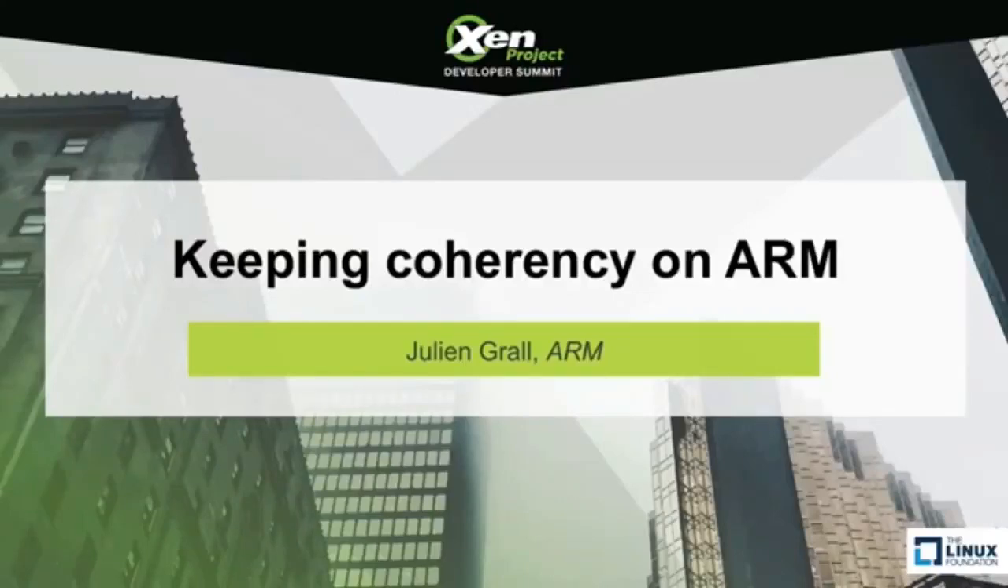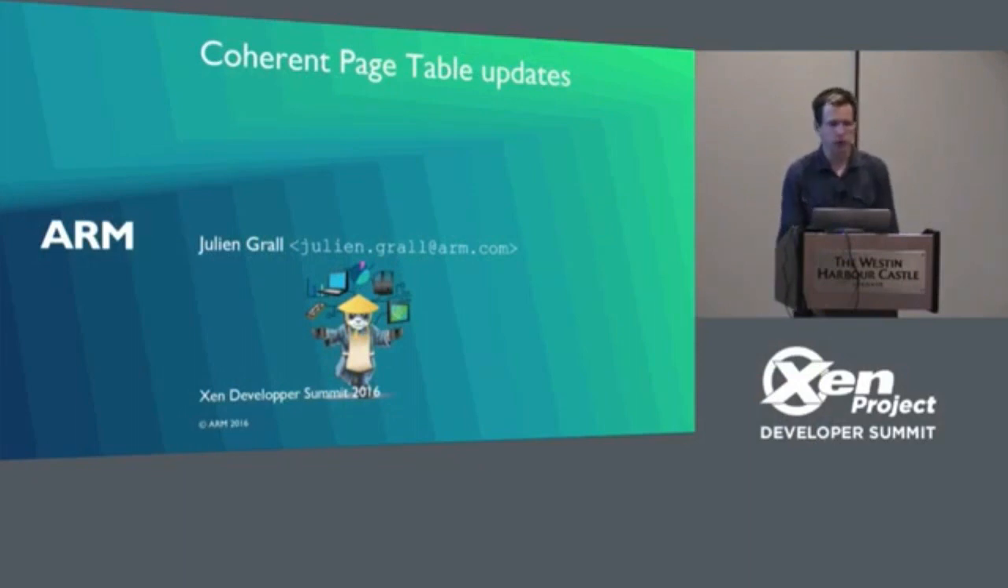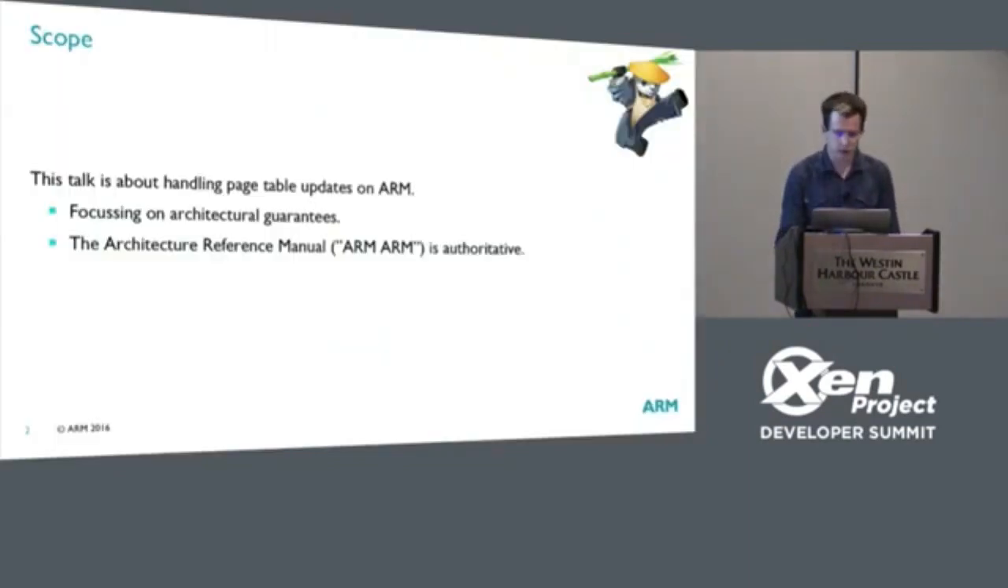During the past few months, I've been trying to rework the page table handling in Xen to respect the ARM architecture, how the page tables should be handled. So the scope of this talk is about how you should update the page tables on ARM. We're mostly focusing on architectural guarantees.